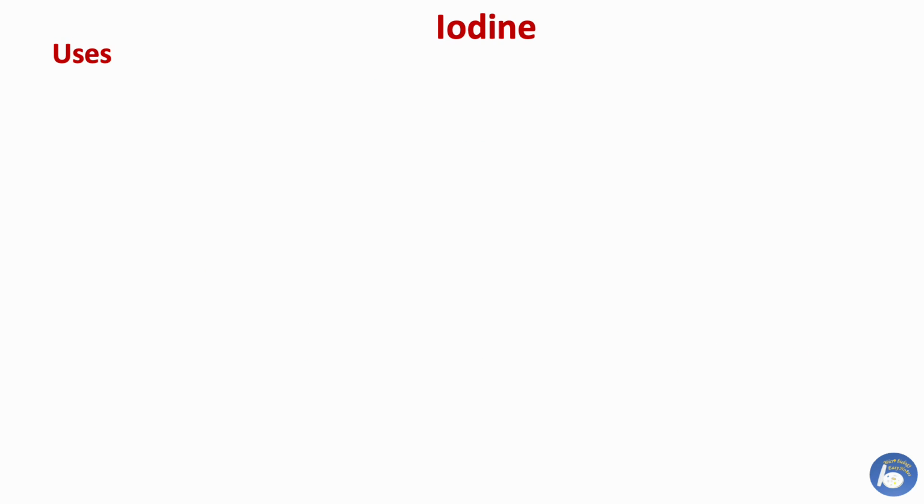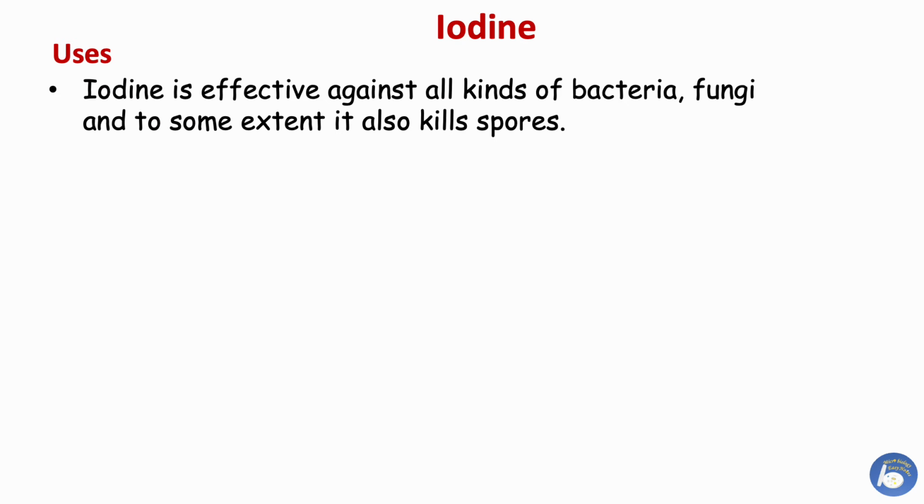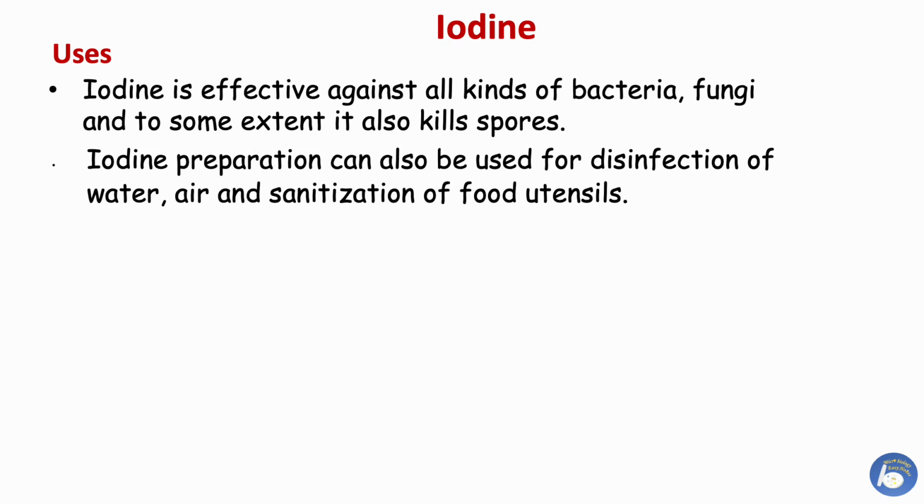Uses of iodine. Iodine is effective against all kinds of bacteria, fungi, and to some extent, it also kills spores. Iodine preparations can also be used for disinfection of water, air, and sanitization of food utensils.